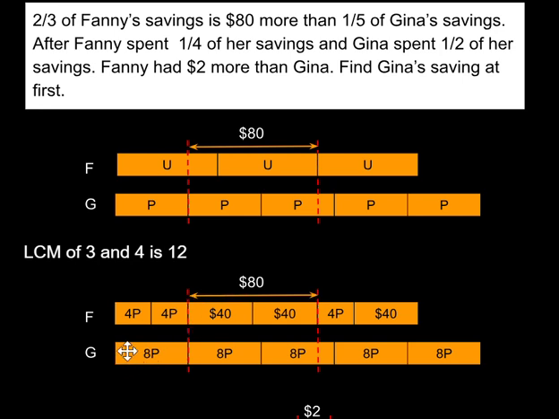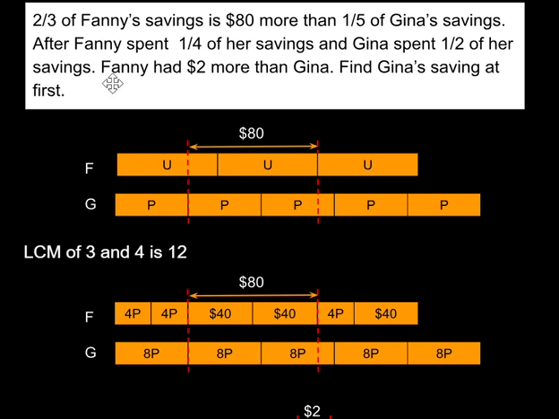Which means that this unit here has to be equal to here. So if this is 4P, 4P, Gina will be equal to 8P here. If Gina is equal to 8P, every single unit here will also be 8P. So in total you have 40P for Gina. Okay, now we have finished the second part of the model.